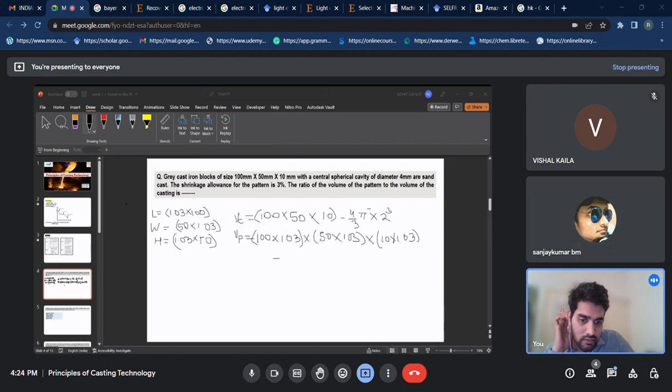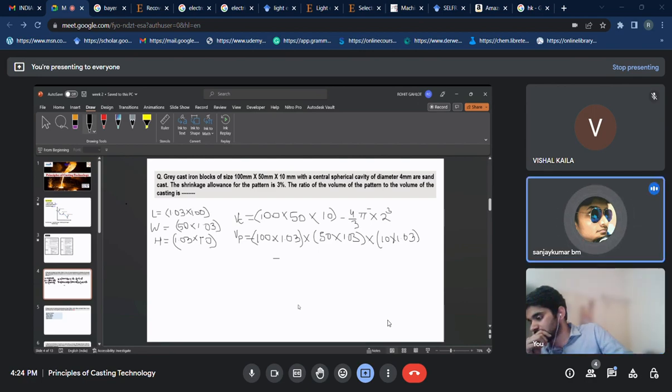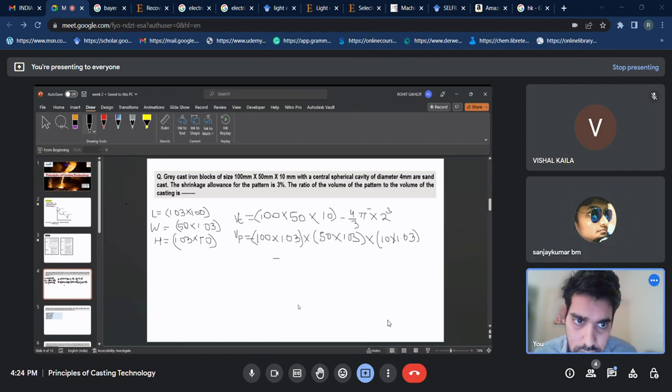Okay, so actually, I have a doubt. How have you taken this? Is it 1.03 into 100, and 50 into 1.03, and 1.03 into 10, right? Yeah, right. It is 10. Please go ahead. How is it 1.03 in all of length, width, and height? Is it not supposed to be 3% of length and 3% of width and 3% of height, which means 3% of 50 and 3% of 10 as per the shrinkage?